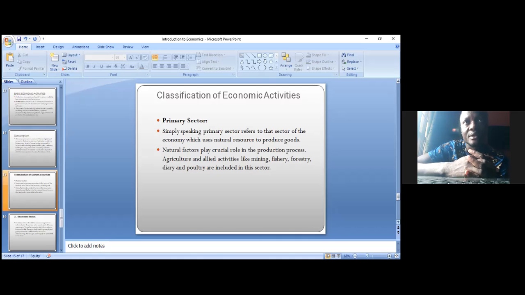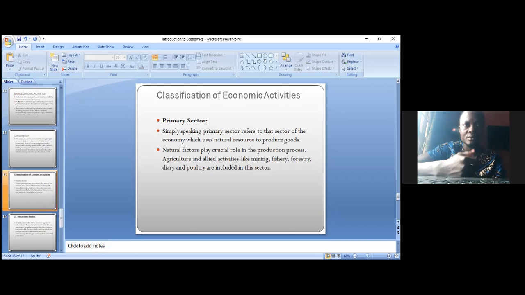Let's go back to the classification of economic activities. The primary sector, simply speaking, refers to that sector of the economy which uses natural resources to produce goods. That's the key thing in the primary sector. Natural resources, like the land that we have, you now use it to produce goods. You plant on it, and by planting on it, something will come out. Whatever thing you planted on it, you harvest it. You've produced goods there.